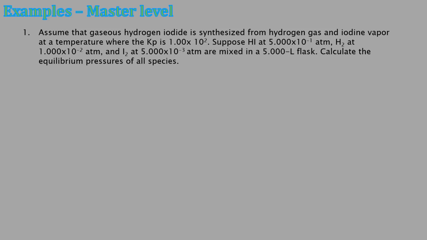All right, assume gaseous hydrogen iodide is synthesized from hydrogen gas and iodine vapor. So we have H2 gas plus I2 gas goes to 2HI, and the Kp is 100, right? 1 times 10 squared is 100. So the Kp for this is equal to 100. And it says we have HI at 0.5, H2 at 0.01, and I2 at 0.005 atm, and it's mixed in a 5-liter flask. Calculate the equilibrium pressures of all species.